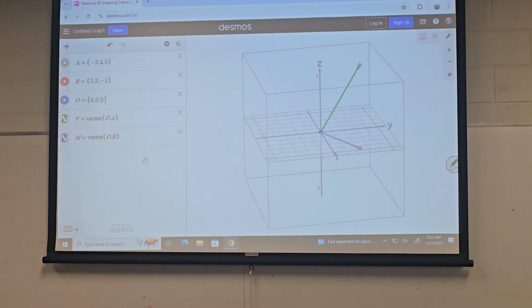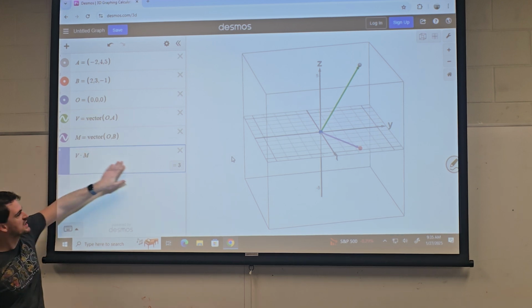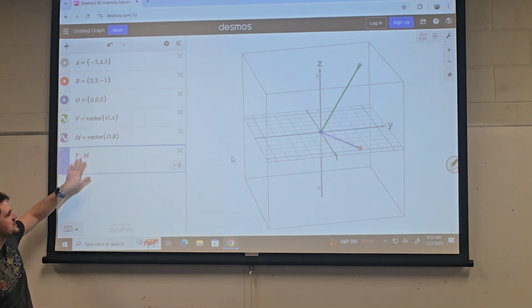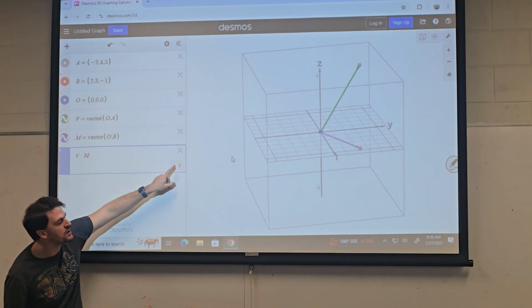Desmos does know dot products. So if you write V dot M, you start looking at the picture and we're like, well, hang on, it's not drawing anything. Oh, okay, that's right. The dot product we said was a scalar. It just gives a number back. So it's almost like it's doing a calculation over here, and it says V dot M is equal to 3.